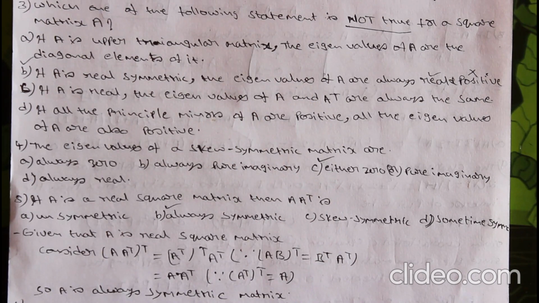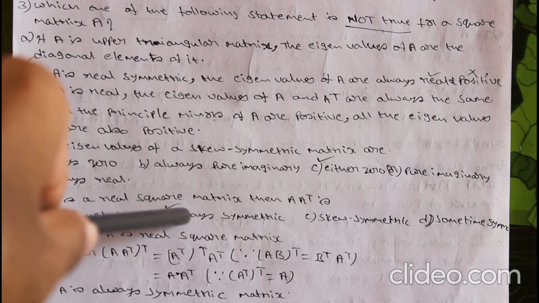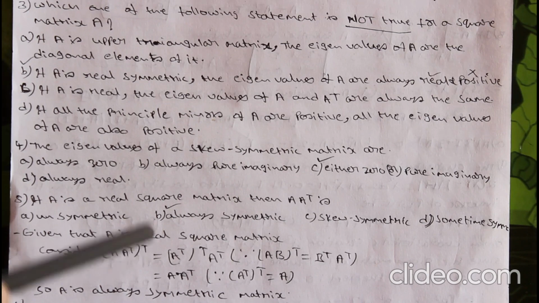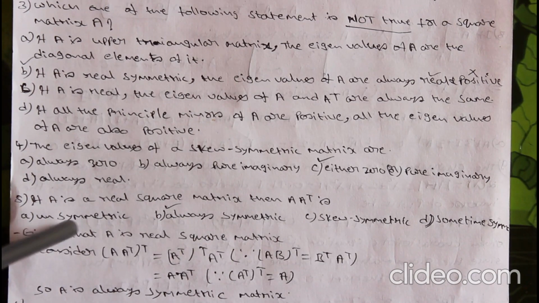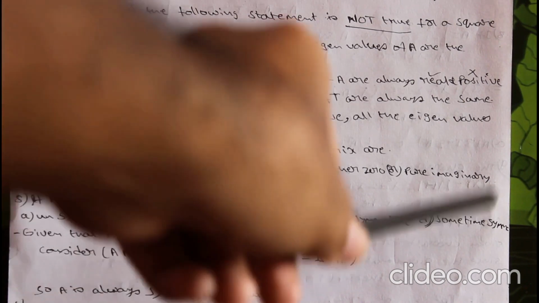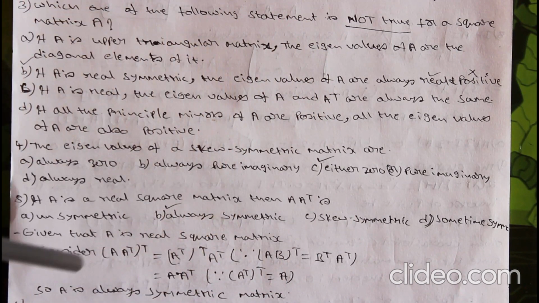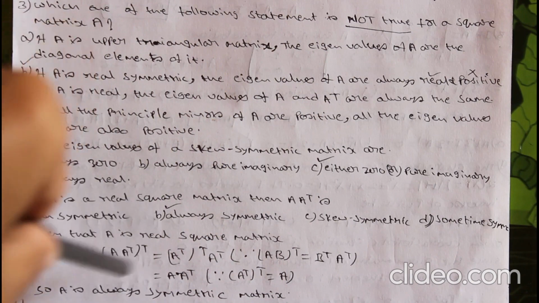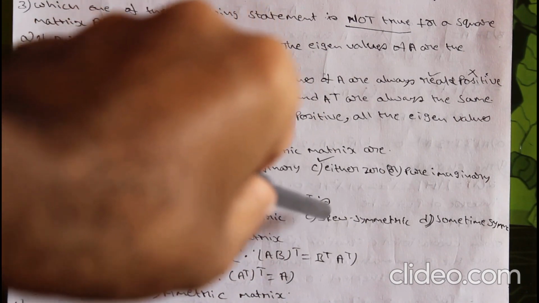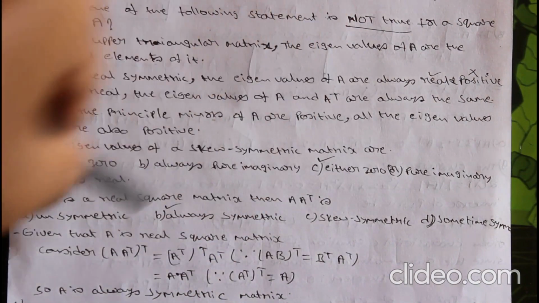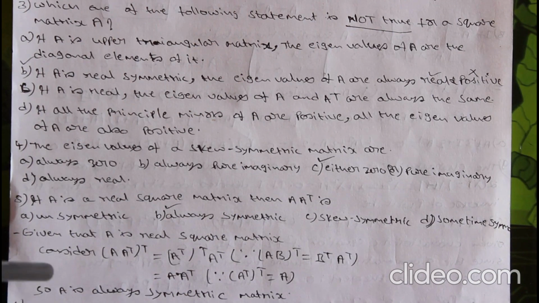Now look at question number 5. If A is a real square matrix, then A into A transpose is. Look at the options: unsymmetric, always symmetric, skew symmetric, sometimes symmetric. So in order to know symmetric, skew symmetric things, we have to take the transpose. Take this as one, A into A transpose, and try to make the transpose of the whole, and let us see what we are going to get.